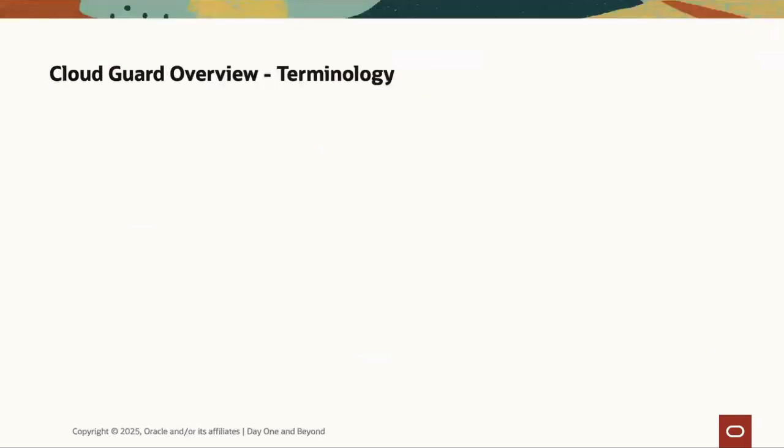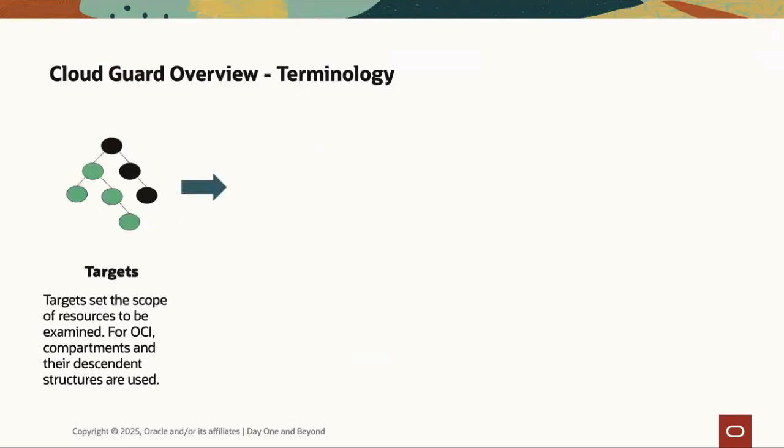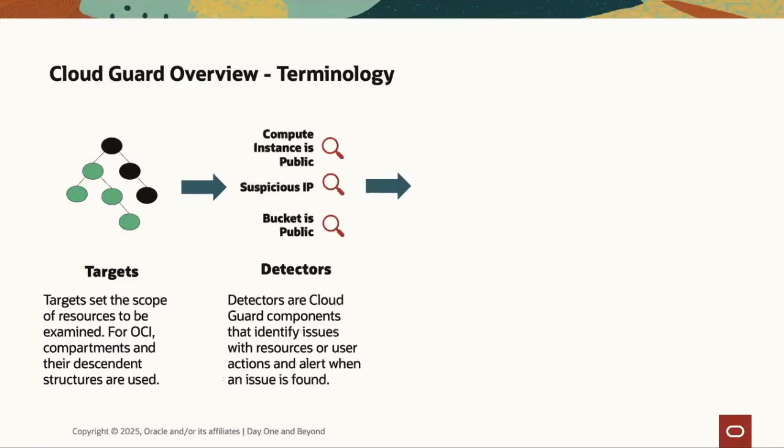Now, before we get into details, let's cover some terminology. Targets. A target is basically an OCI compartment, and this is a logical construct where your resources are placed. When CloudGuard does a scan, it looks at your target and it uses detectors to figure out whether something is a misconfiguration or whether something is a high risk. If it finds something, it creates a problem ticket.